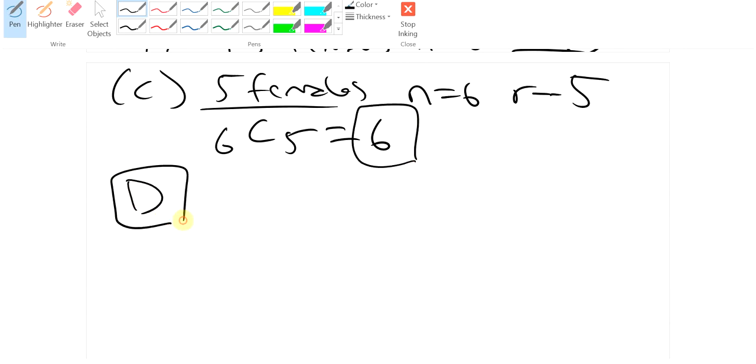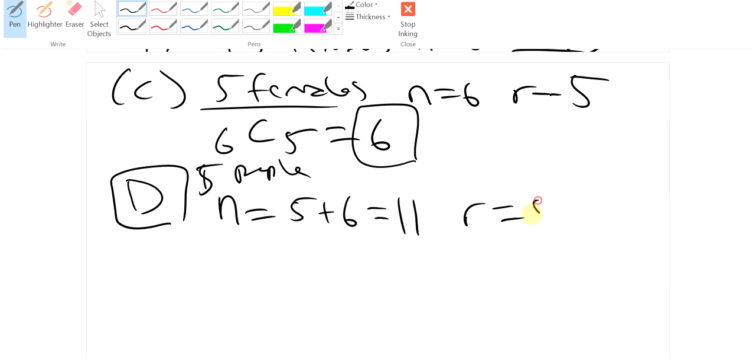D, 5 people. So here, we just have 5 people. N is our men and women, which is 11, and R is 5. Order still doesn't matter. So it's 11C5, which is 462.